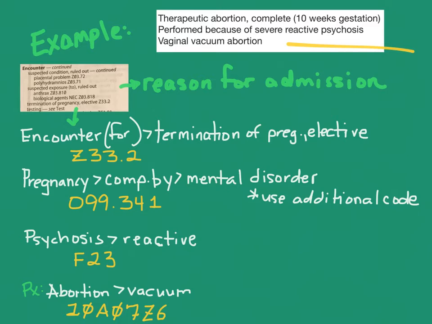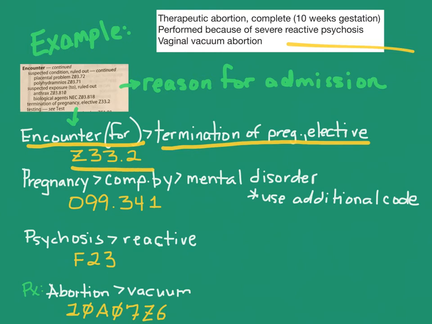So we are going to go to the main term encounter for, subterm termination of pregnancy, elective. That is why the patient is presenting to the hospital, specifically for this elective procedure. This leads us to our principal diagnosis code of Z33.2.